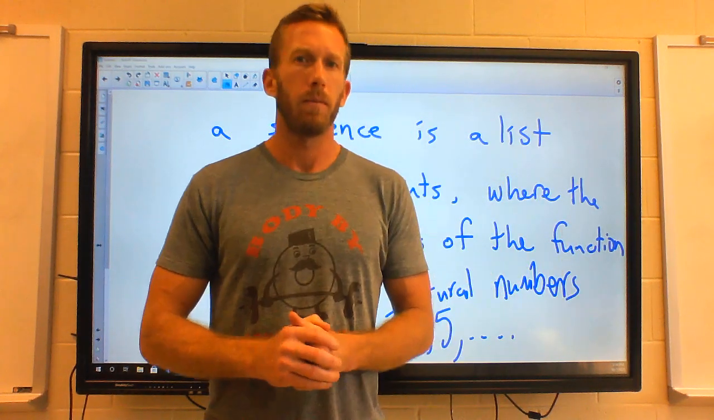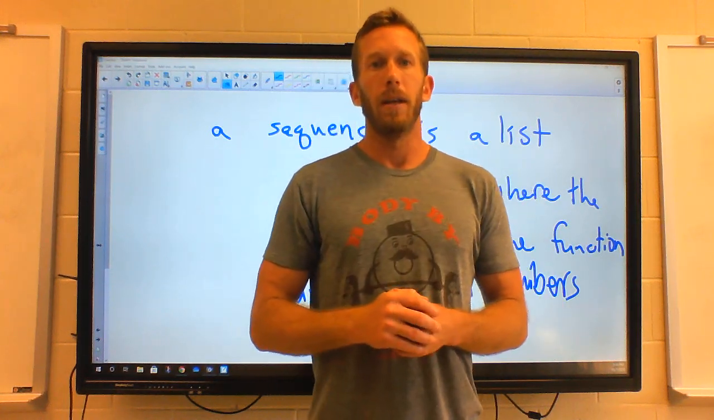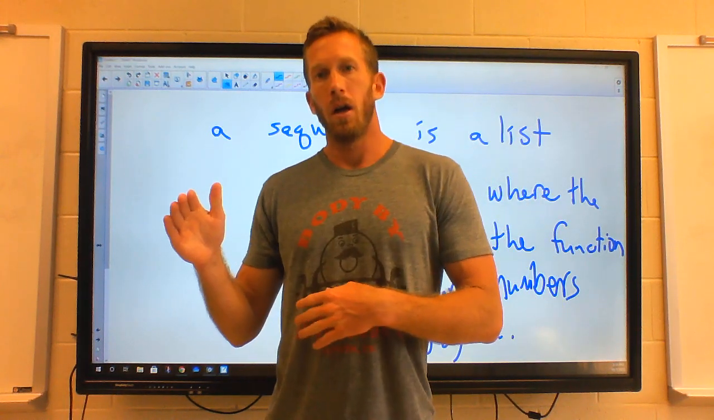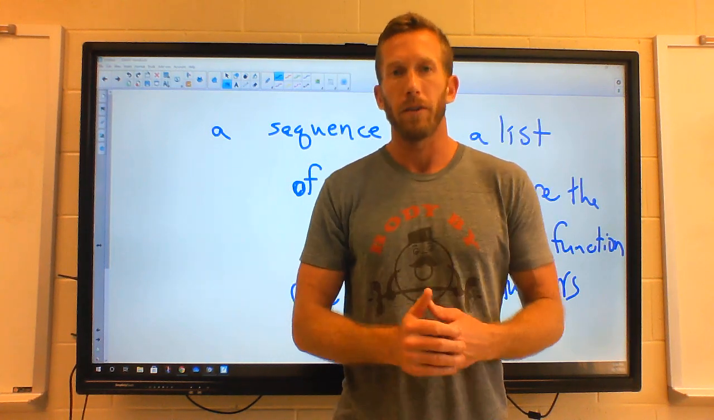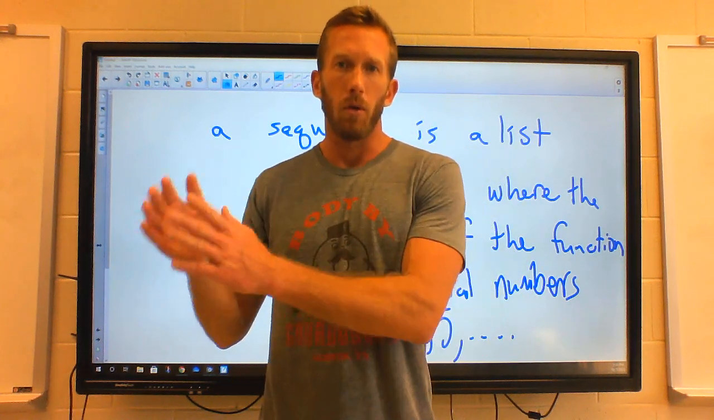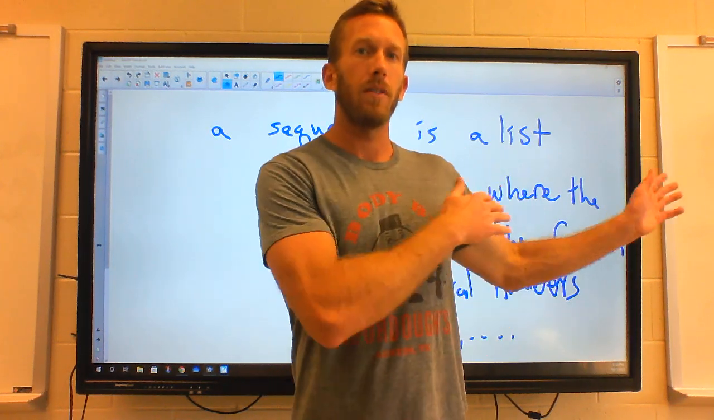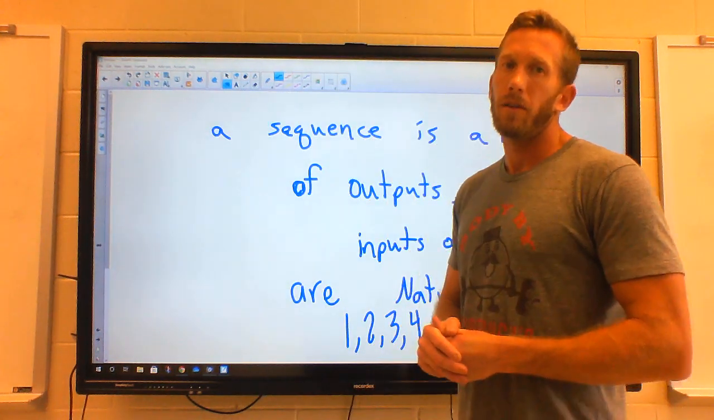So that's probably above your pay grade as far as what you've been taught. But the natural number system is just whole numbers or integers starting at 1, going on forever. So 1, 2, 3, 4, 5, 6, 7. So basically our inputs are 1, 2, 3, 4, 5, 6, 7, 8, 9, etc. And our outputs are the values of the sequence.